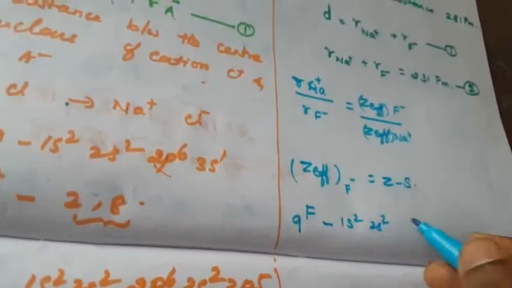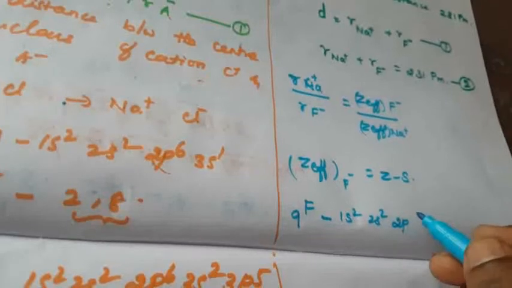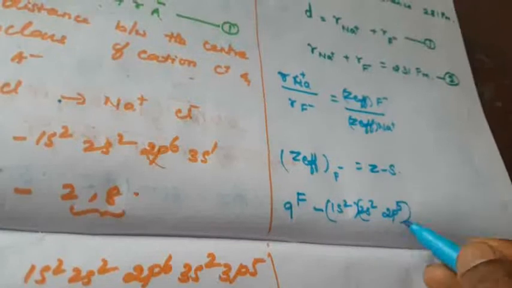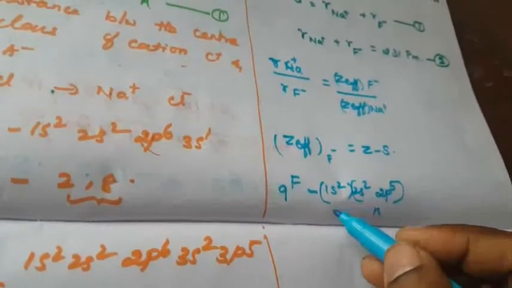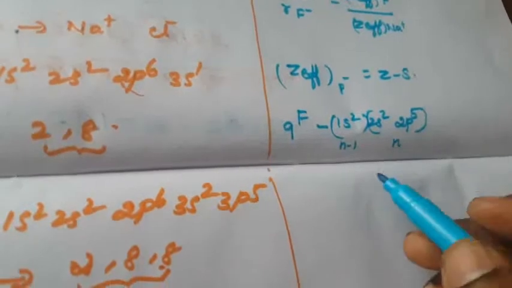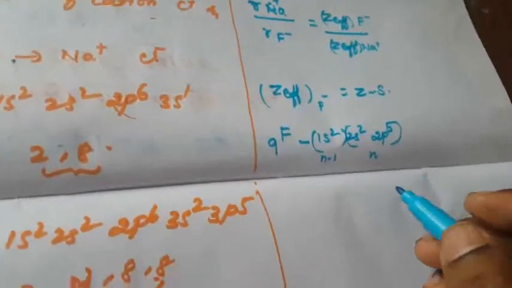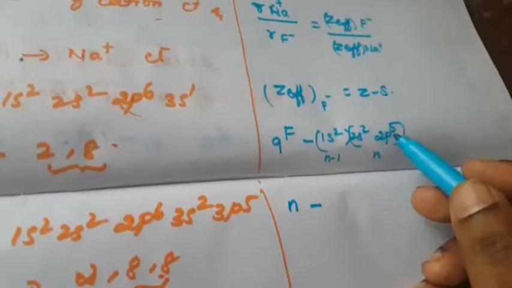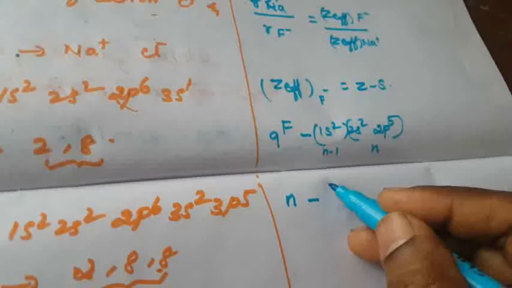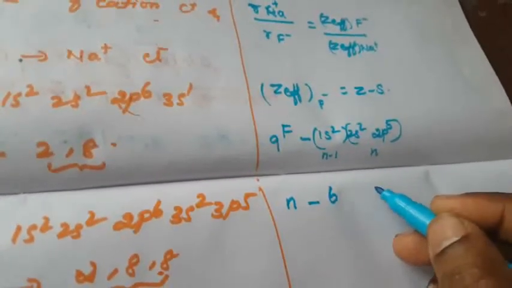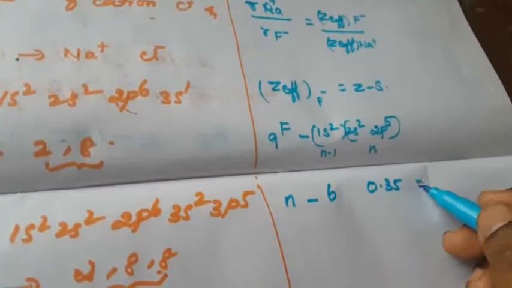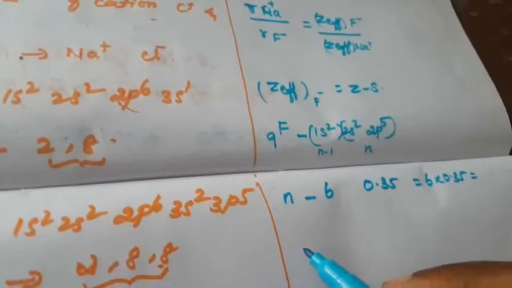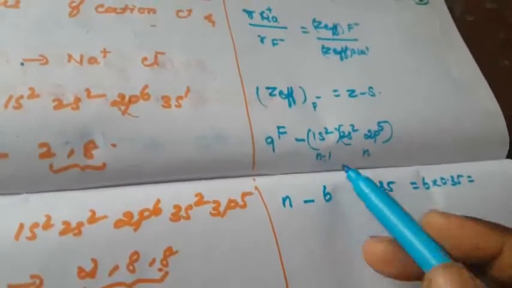How to calculate? 1s2, 2s2, 2p5, right? First you write the electronic configuration. This is the nth shell, this is the n minus 1 shell. How to calculate the screening value? In the nth shell, how many electrons are there? The last electron is leaving, so 4 plus 2, that is 6 electrons in the nth shell. What is the S value? That is 0.35 times 6 minus 0.35.